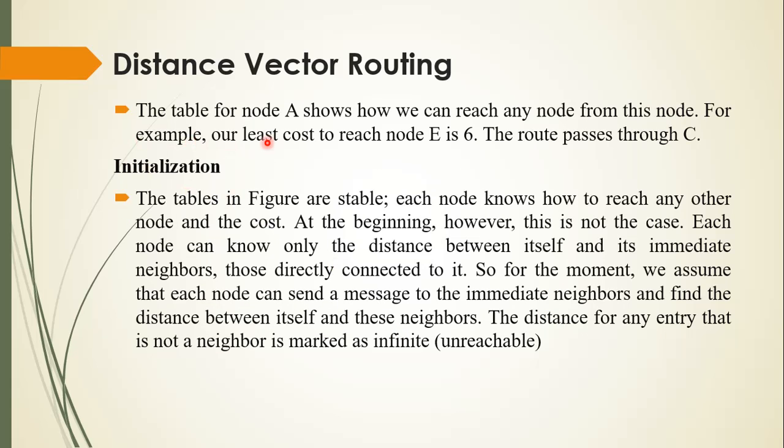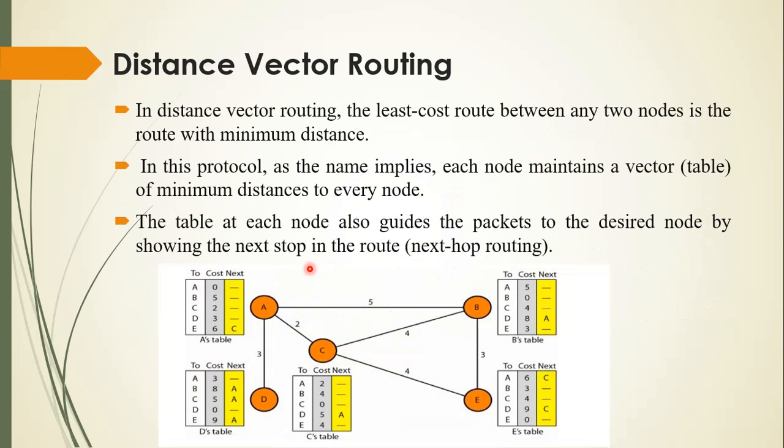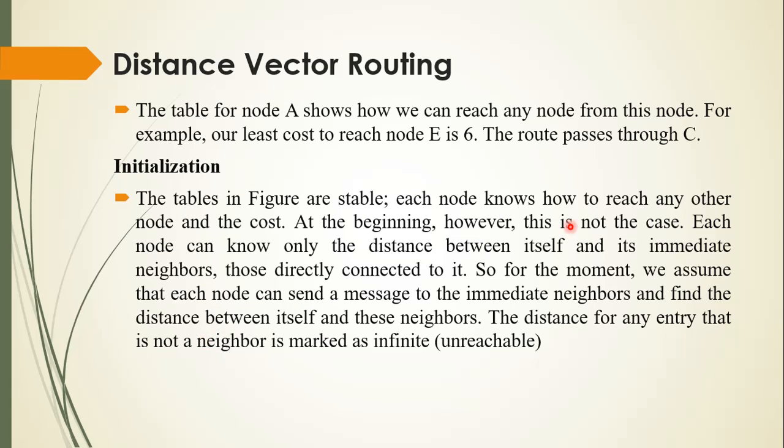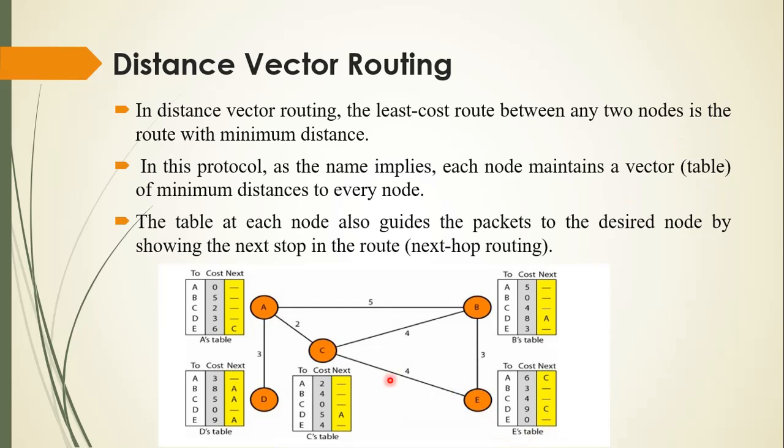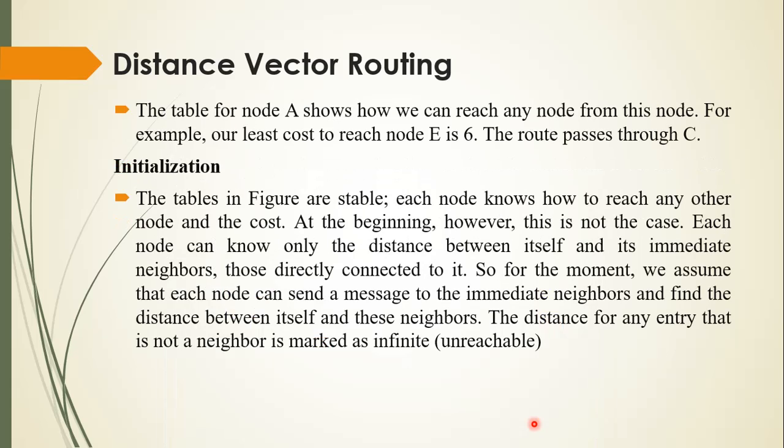Now the table for node A shows how we can reach any node from this node. This table shows how we can reach B, C, D and E. For example, our least cost to reach node E is this. The route passes through C, as I have explained. If I want to reach E, the minimum distance is A to C, C to E. We are not selecting A to B, B to E because the distance is more. So we are selecting the least distance. This is distance vector routing.